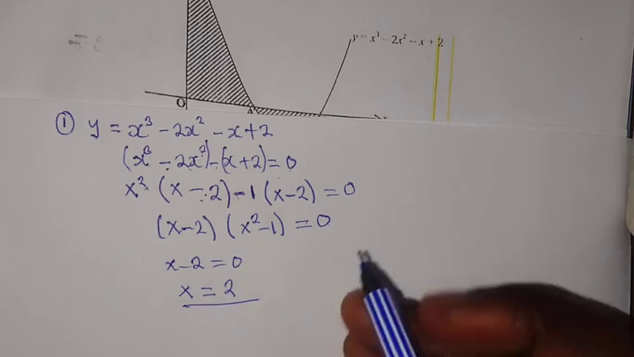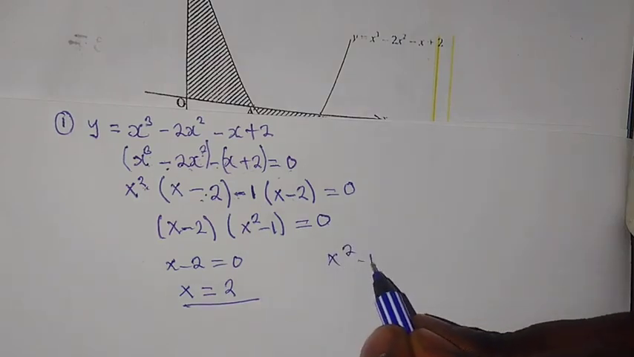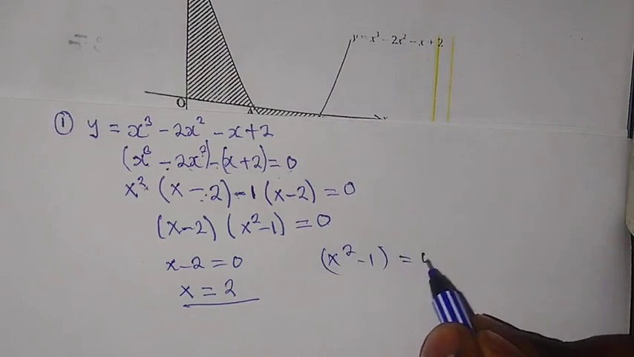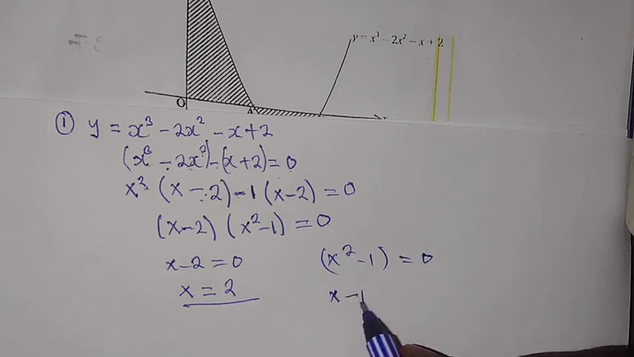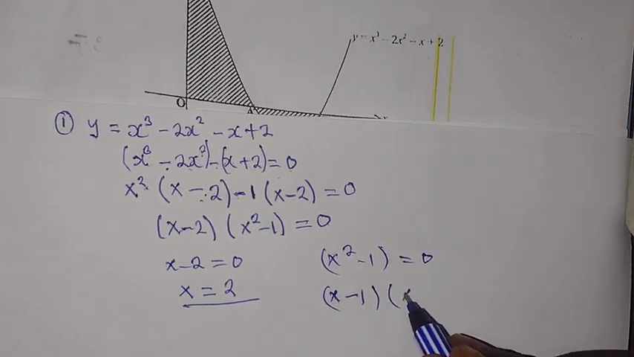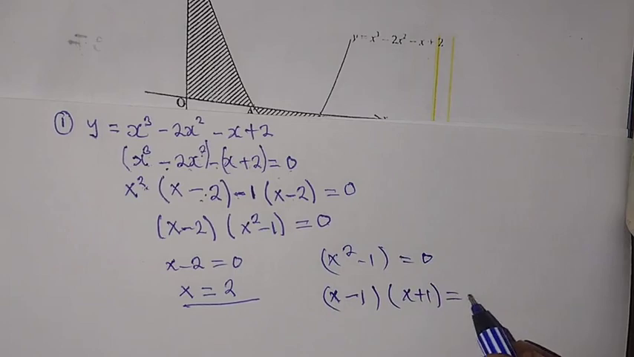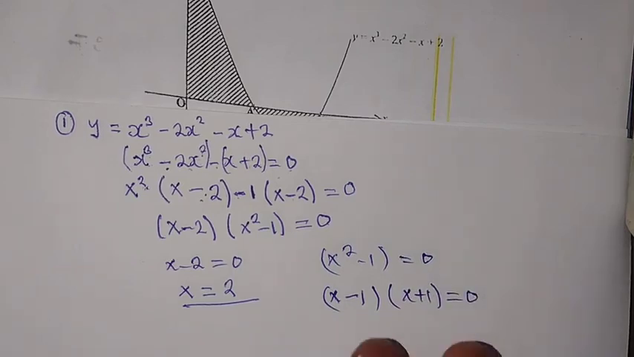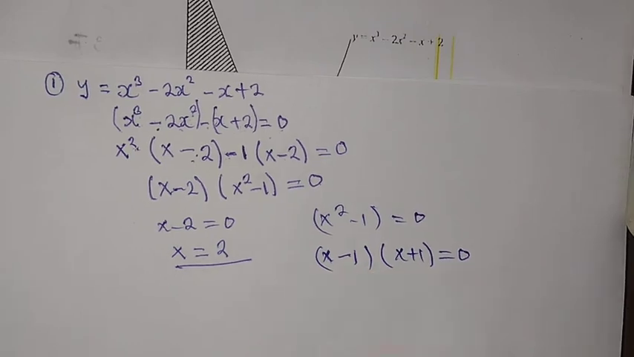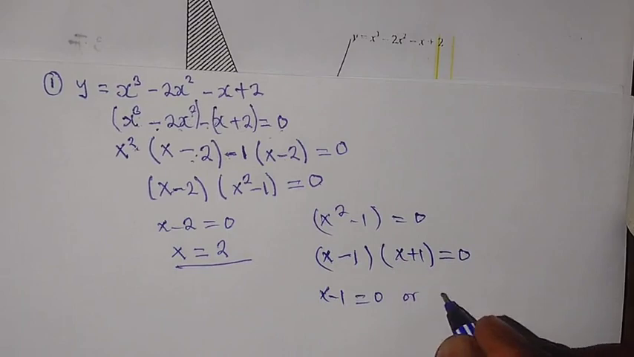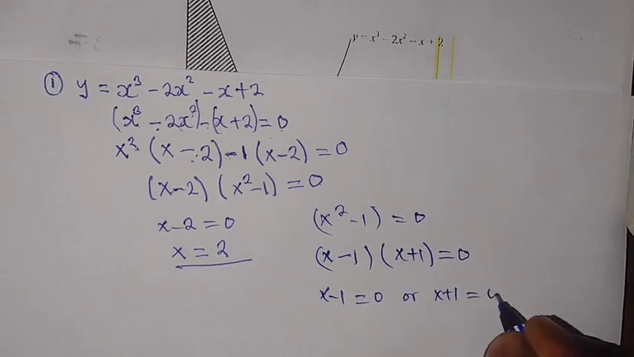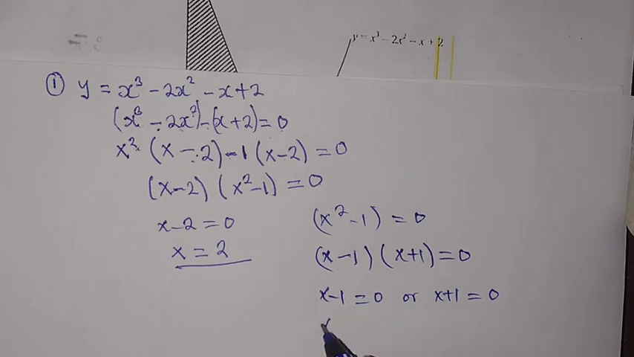Then you also have x squared minus 1 equal to 0. So this is a difference of two squares, which can be written as x minus 1, also x plus 1, equal to 0. So from here, if we equate x minus 1 equal to 0 or x plus 1 equal to 0, we are going to have x is equal to 1 or x is equal to -1.